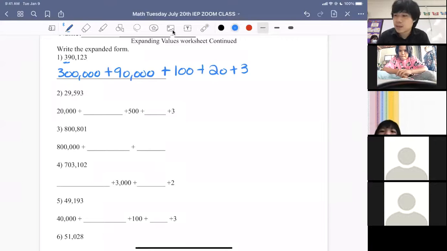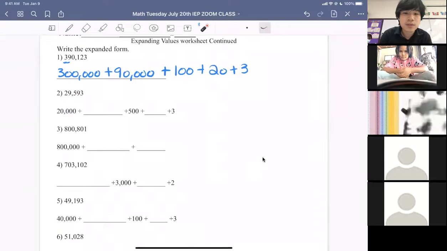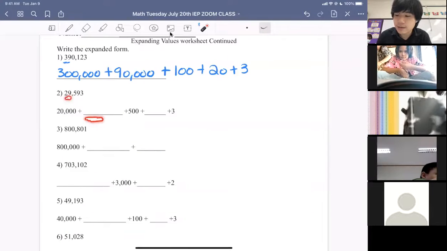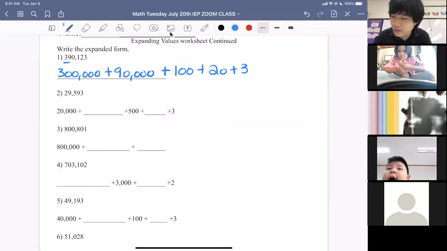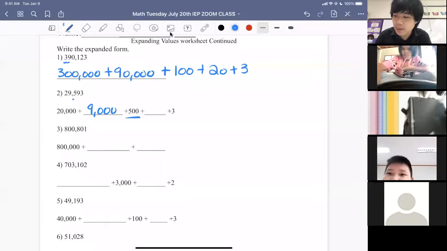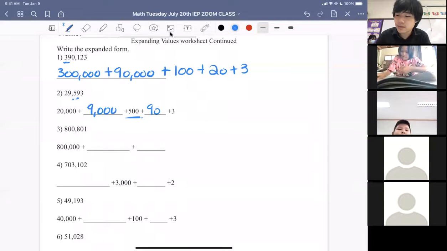All right. Next, we have 29,593. So this 2 represents 20,000. So what is this 9? Let me hear everyone. What do I write right here? 9,000. Very good. This 5 represents 500. Plus this 9. What is this 9 right here? In the 10s. 90. Very good.